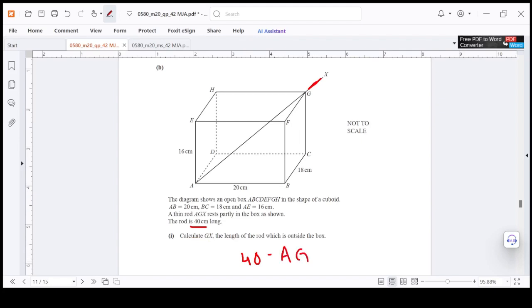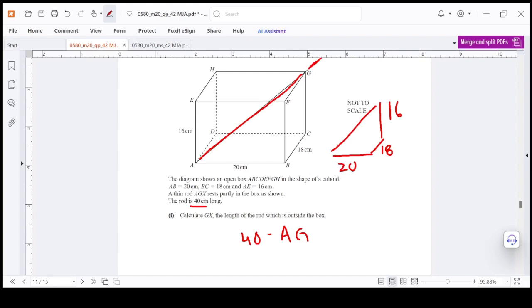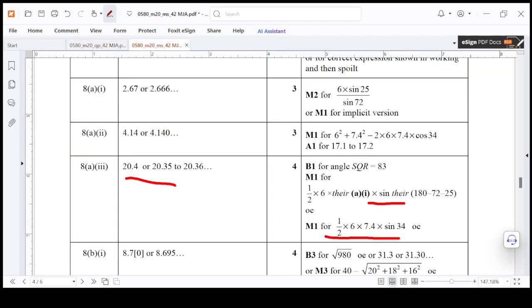Okay, and how do we get AG? Let's just use 3D Pythagoras. If you have 3 dimensions, 20, 18 and 16, you can simply use 3D Pythagoras to get this value. The formula for 3D Pythagoras is the square root of length squared plus width squared plus height squared. This gives the diagonal. So square root of 20 squared plus 18 squared plus 16 squared equals 31.3. Is that the answer?